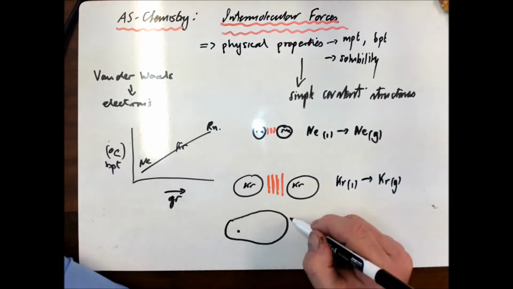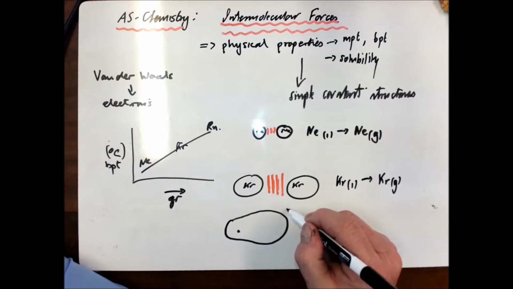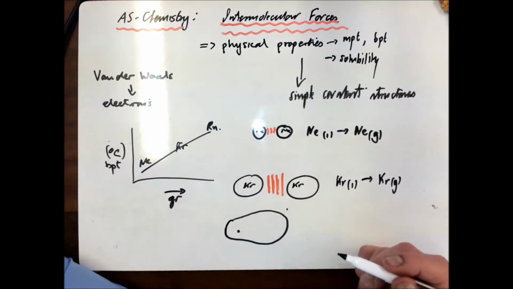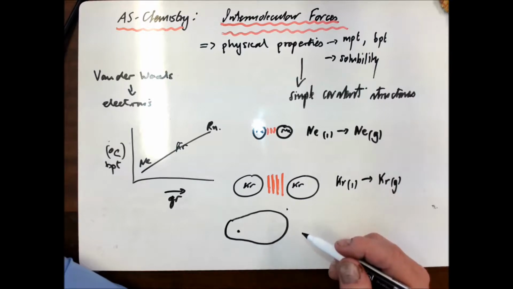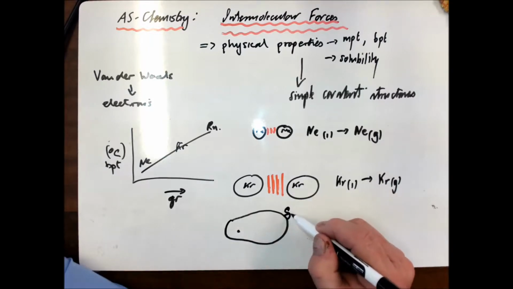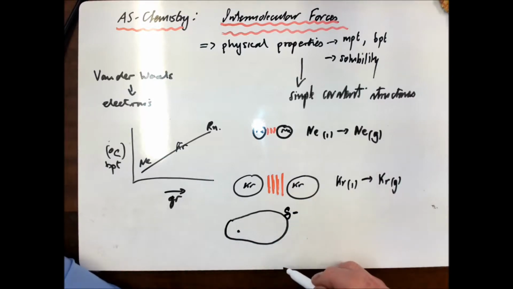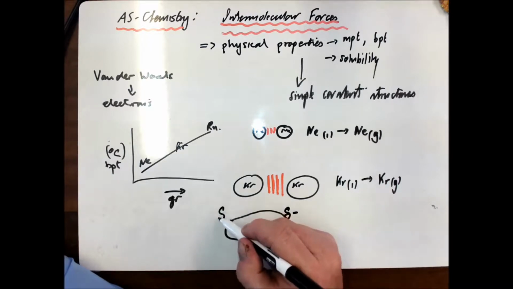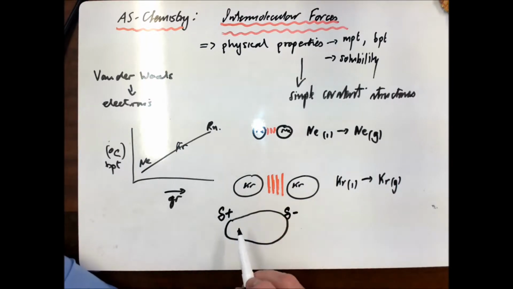Now that means this end becomes negative. Now how do we show that? Because it hasn't lost or gained electrons like in ionic bonding, so we show it as a delta negative. Now that means this other end must be delta positive. And that means in chemistry just a little bit positive and a little bit negative.